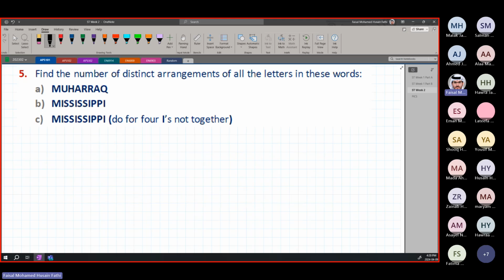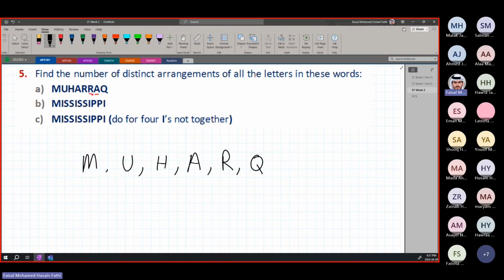All right, so the first thing we're going to do is see how many letters we have. We have the letter M, so we have M. We have the letter U, so we have U. We have the letter H, we have H. We have the letter A, we have the letter R. Again, we're not going to look at the repeating ones. The repeating ones we're going to neglect. And then we're going to have Q. All right? This is how you're going to look at it.